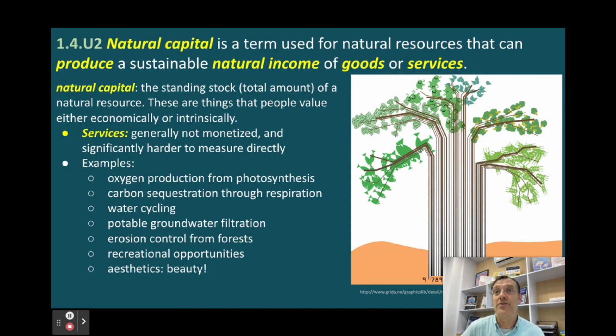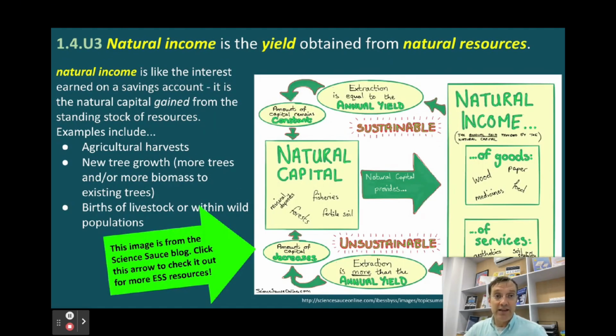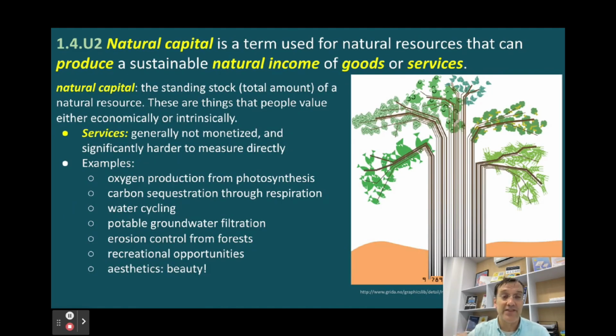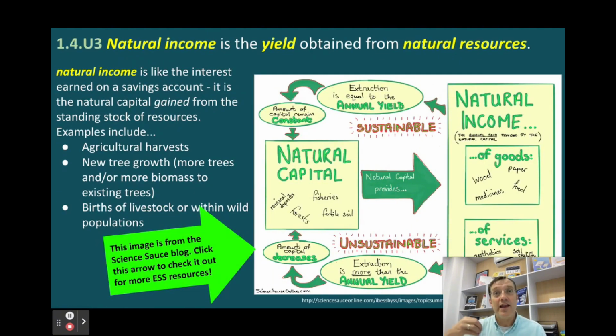Natural income. Natural capital, right? This is the standing stock. What we have is the storage of either those goods or those services. Natural income is how those goods or services grow or increase. It's like the growth of money in a bank account. It's like the interest on your savings, right? So it's how much the natural capital increases over a fixed period of time, usually 1 year at a time.